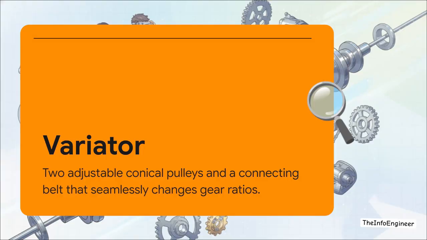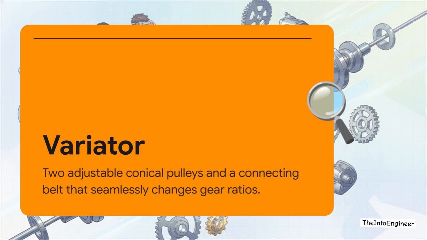Moving right along to Section 2, variators and effective diameter. So how do we actually replace all those clunky interlocking steel gears with this infinite ramp? Enter the variator. This is the heart of the whole system. It's a core assembly made up of 2 adjustable conical pulleys and a high-tension connecting belt that seamlessly changes the gear ratios. Instead of having fixed gears of different sizes, the variator basically acts as a dynamically sizing gear.